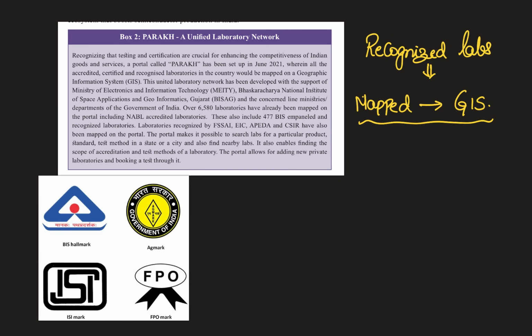Now take a look at this picture. You have this BIS hallmark, AG mark, FPO mark, ISI mark. All these marks are actually printed on the commodity and used for better marketing. What is the significance of this? Usually when you have this kind of certification from a recognized government authority, it means it is a good quality product, and it is definitely going to help the product in charging more because of the quality assurance.